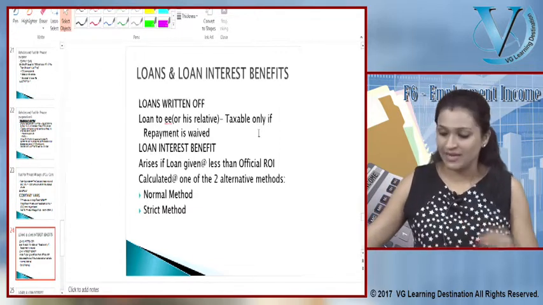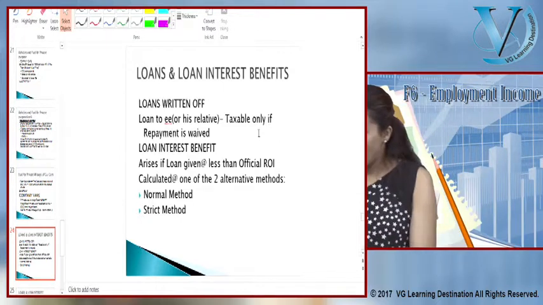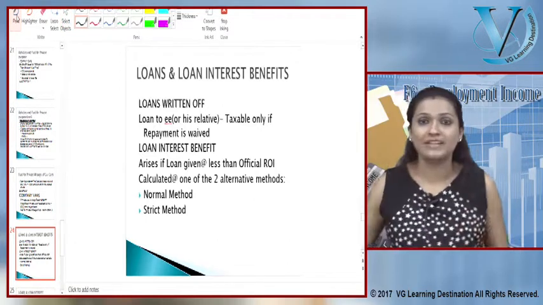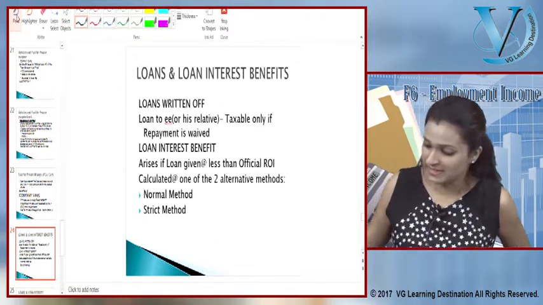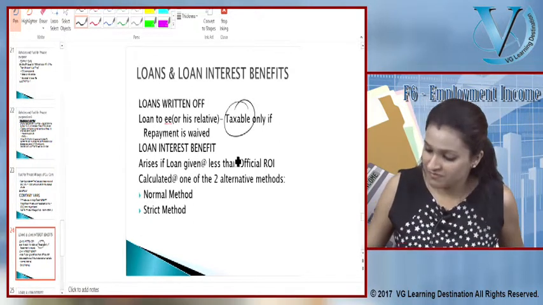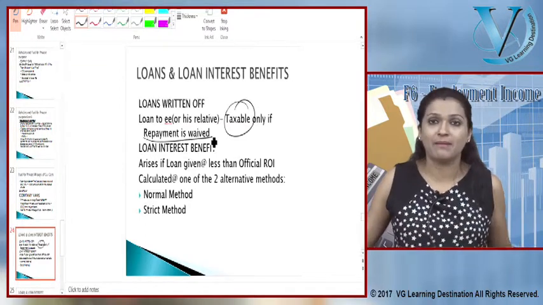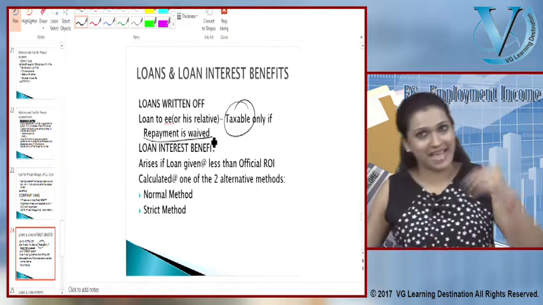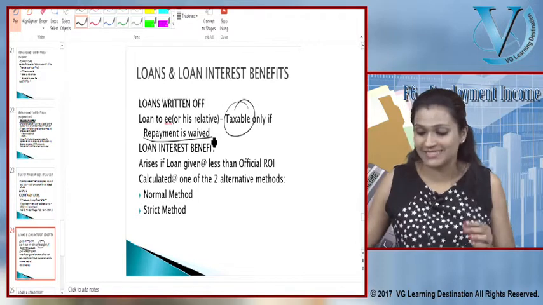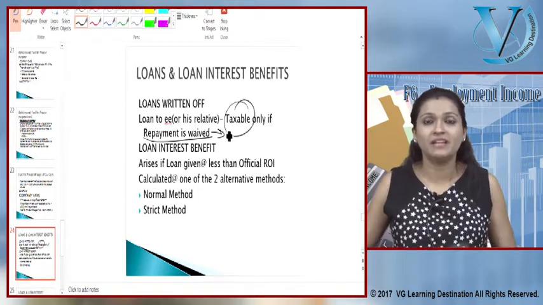What happens if the loan is written off? A loan to an employee or his relative has been provided and has now been written off. Definitely it gets taxable only if the repayment is waived off, which basically means you're giving away a loan and the repayment is not required. So basically it's a salary that you're giving to your employee in the form of a loan. So it becomes taxable only if the repayment has been waived off.